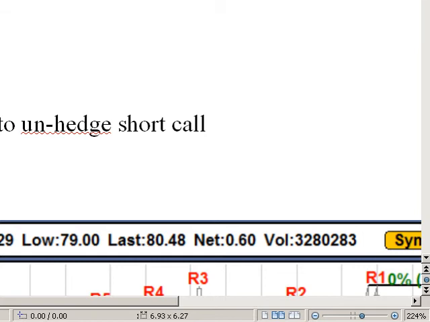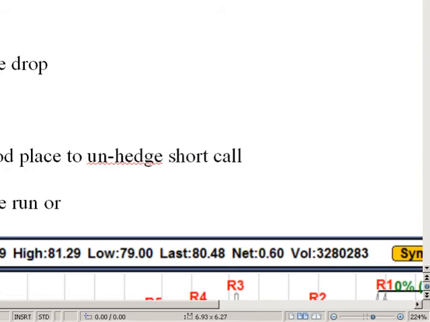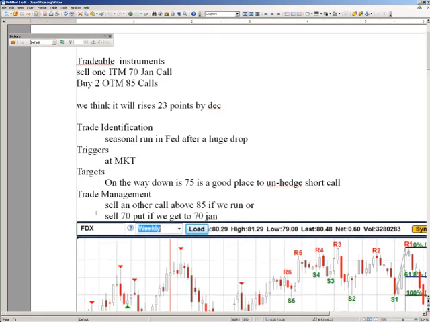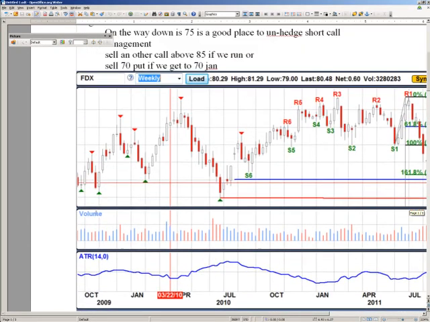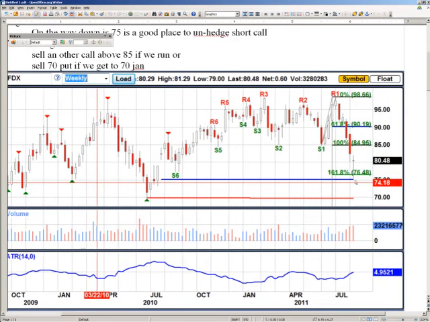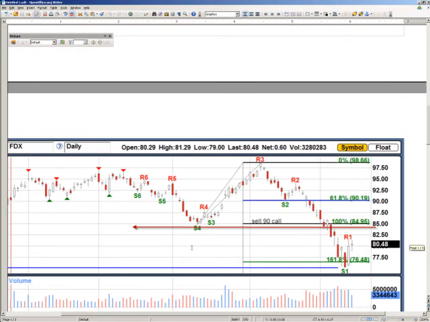Okay, we're going to get in market on the way down. 75 is a good place to unhedge our short call. So if we drop $5, we're going to unhedge our short call. We're going to sell another call above 85 if it runs up. Sell a put if it goes to 70. That's our trade management. Okay, now this is a weekly chart up here. And here's 0.618 where it landed on the weekly. But in this area between 75 and 70, I'm pretty confident FedEx is going to turn around, especially with the postal guys. They're going to get all their butts fired, and FedEx is going to have to take over.